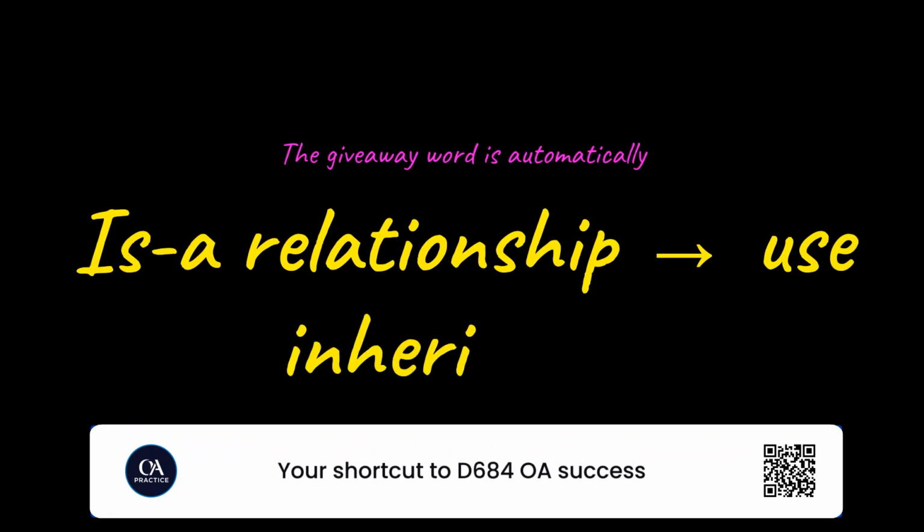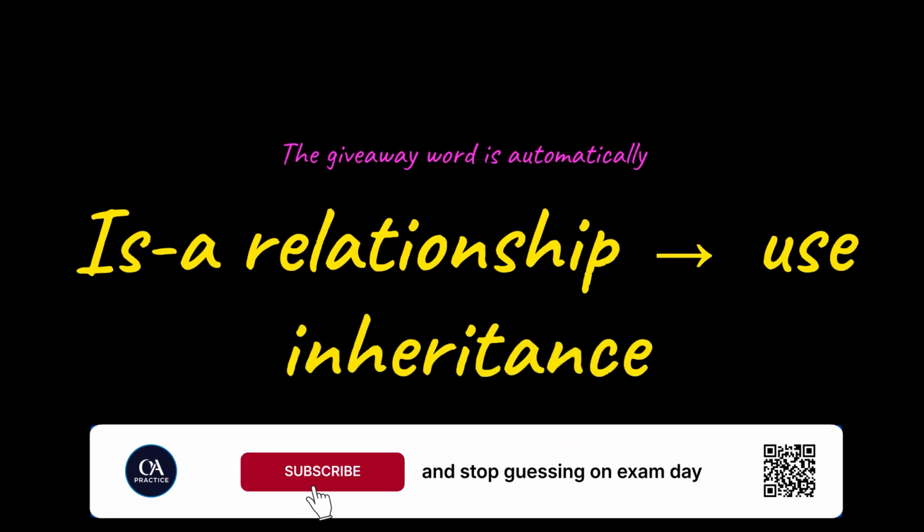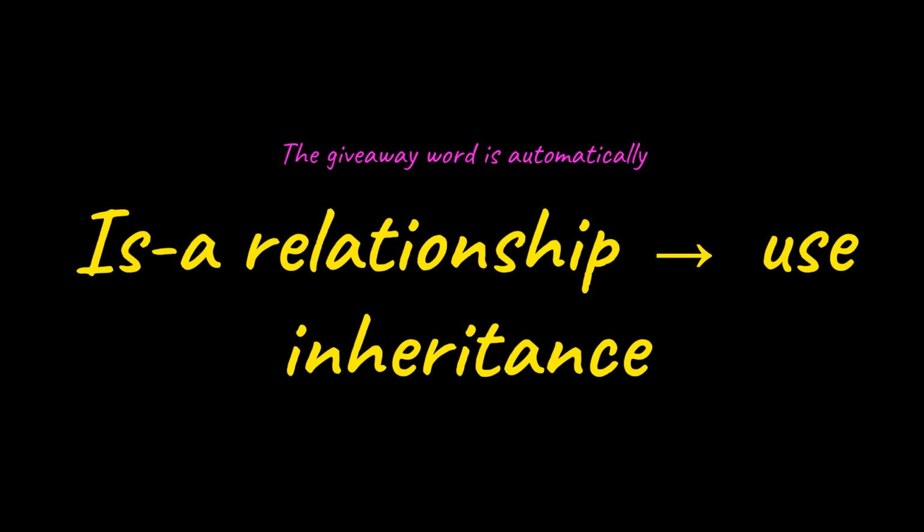When a scenario describes a new class that should be a special kind of an existing class and automatically carry the parent's attributes, inheritance is the answer. Look for keywords like extends, derives from, or shared roles. Those are the signals.